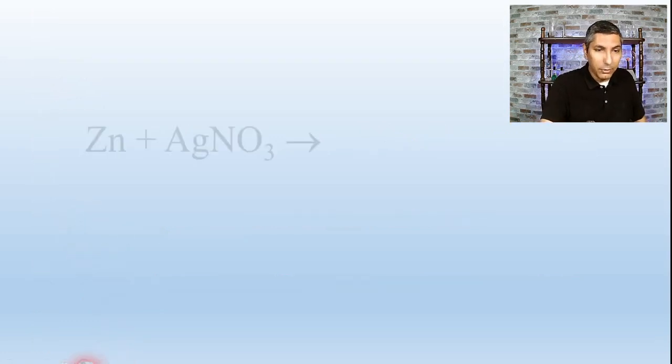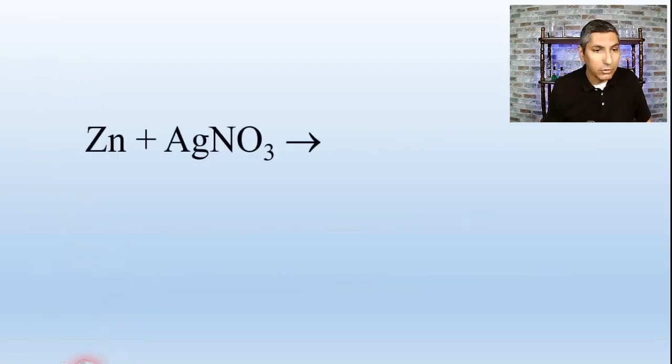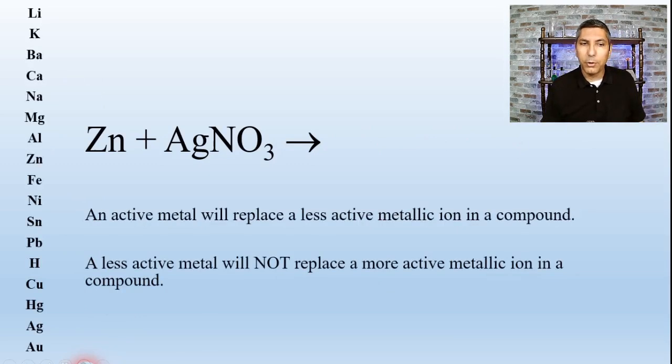Now let's try another example. Let's try this mixture right here. Zinc, Zn, plus AgNO3. So once again, we're looking at those rules. Zinc versus silver. Where is zinc on this activity series? Well, zinc is pretty close to the middle. It's right here. And silver is way down here at the bottom. So do you think zinc can kick out silver? Absolutely. Zinc is higher than silver on the activity series.